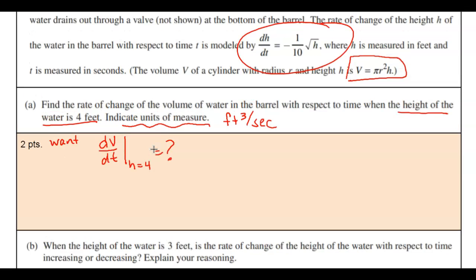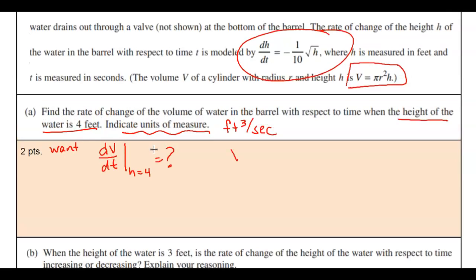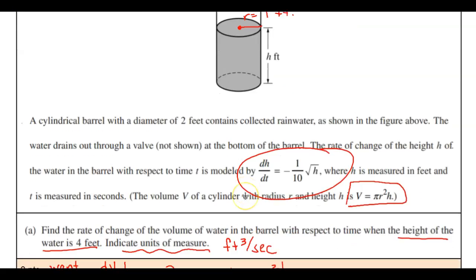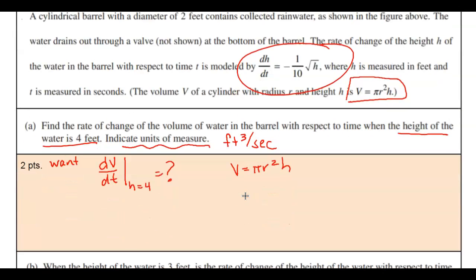All right, so, well, we know that volume equals pi r squared h. And as the water goes down, what we know is that the radius of the water is never going to change. So we can substitute that right now before we do our derivative. So if r is 1, we would get pi times h. All right, and we want dV/dt. So I'm going to take the derivative of both sides with respect to time. This would be pi, and then the derivative of h is dh/dt. Well, they give us that. So dV/dt equals pi times this.